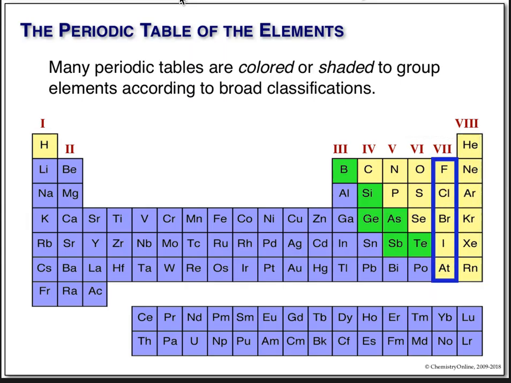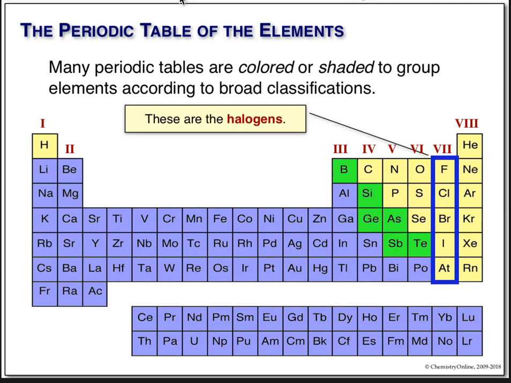Next to them, we get the halogens. I mentioned those. These are a very important group. Make sure you know all these elements: fluorine, chlorine, bromine, iodine. We'll use them all the time.